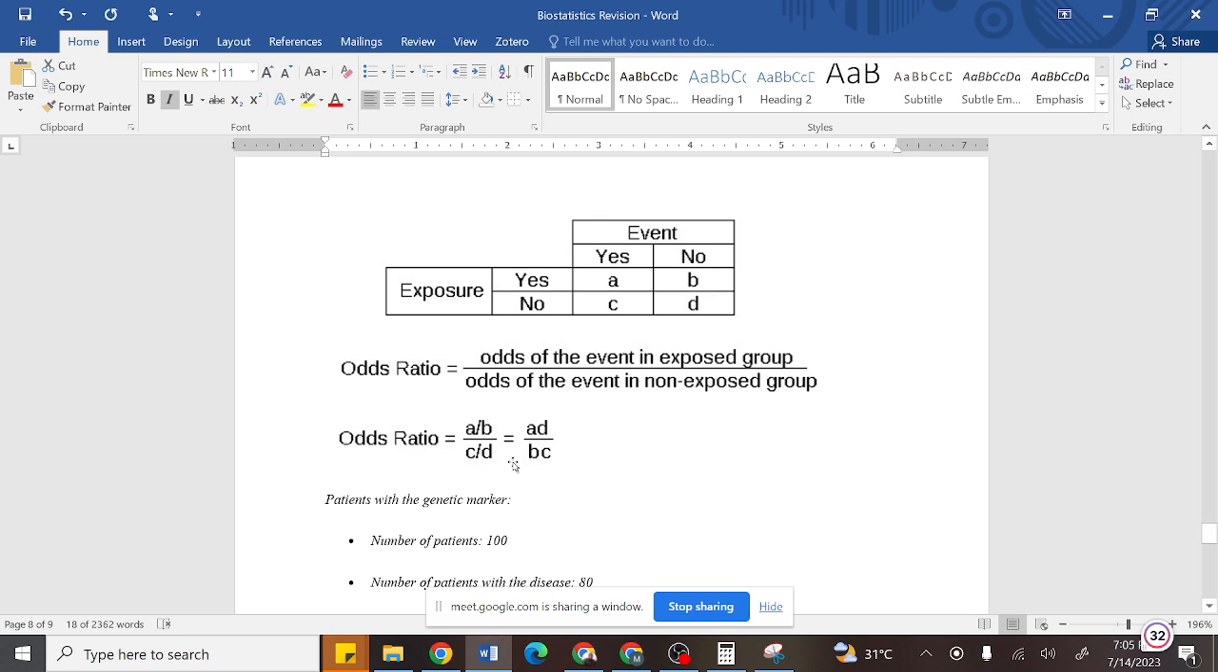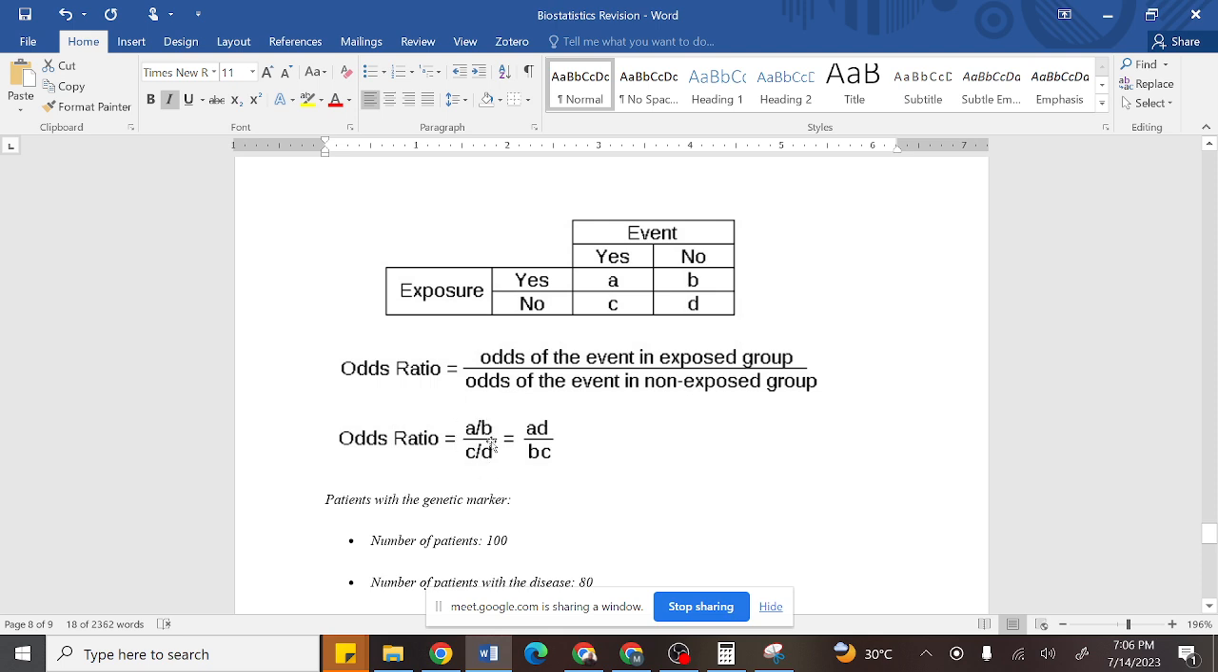Okay, so the key thing here is that we are calculating the odds of the event in the exposed group and then the odds of the event in the non-exposed group. This is basically what we are looking at. So this interpretation is A divided by B, and then that whole thing divided by C divided by D.